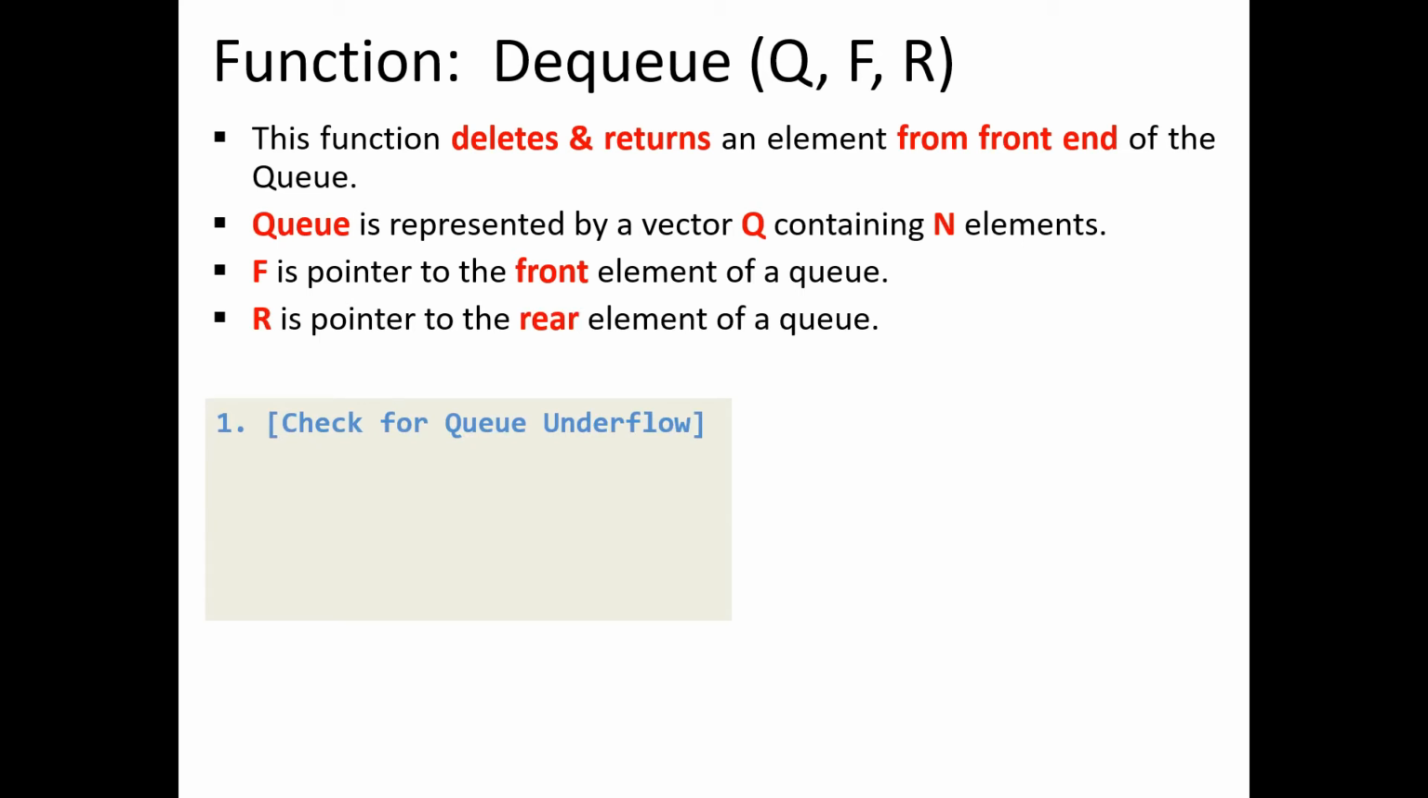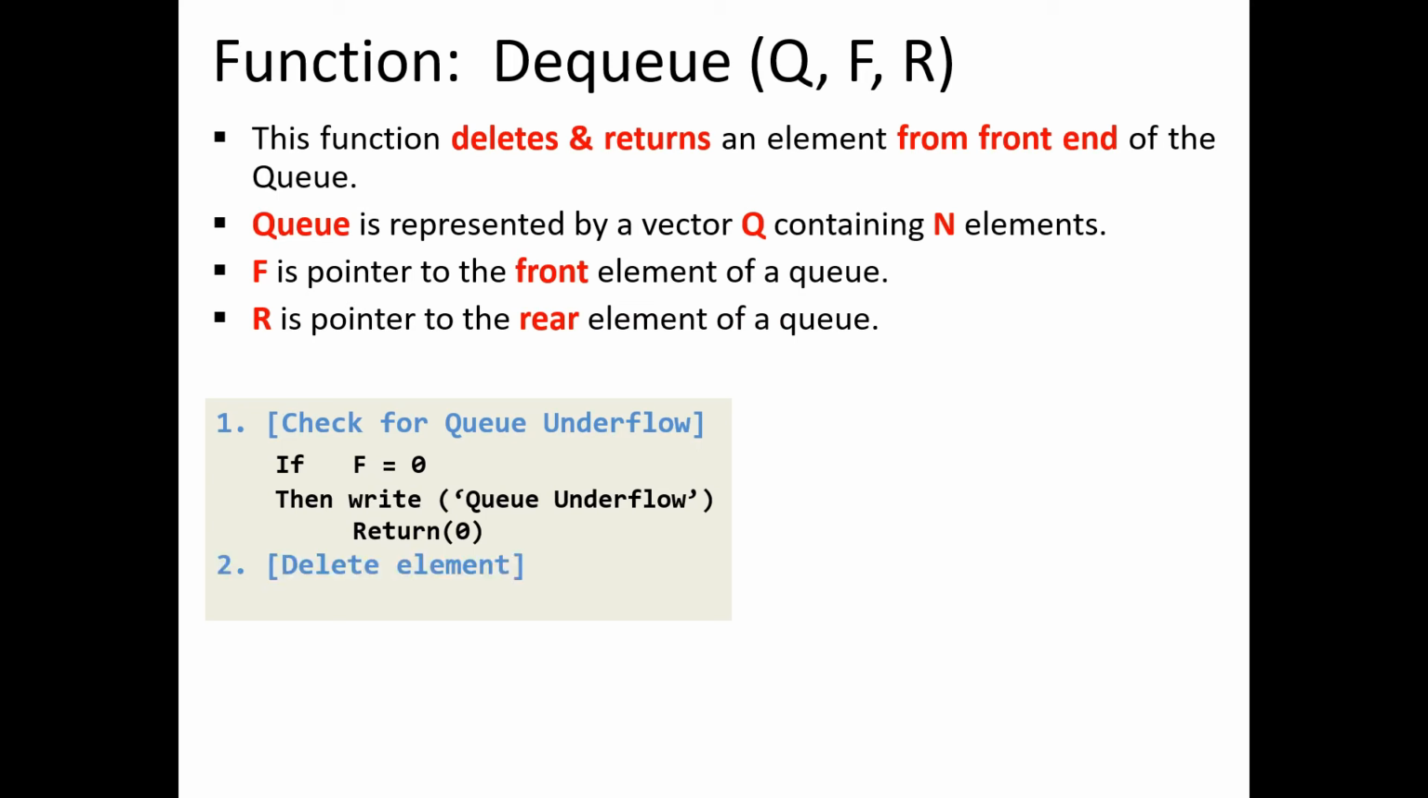If Q is underflow, then we can't delete any element from Q. So first of all we have to check if there is no element in Q, then we can't delete any element. So we check the underflow condition. If F is equal to 0, that means our front is at 0 position, then write Q underflow and it returns 0. Here 0 denotes that our Q is empty.